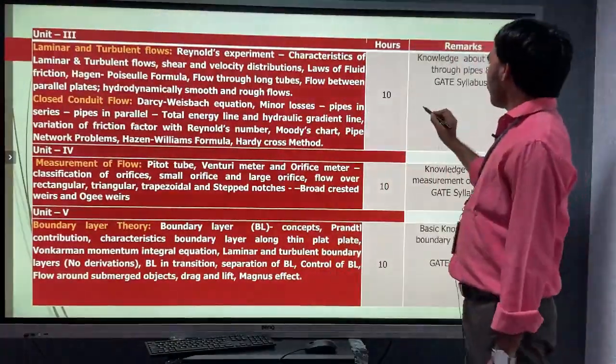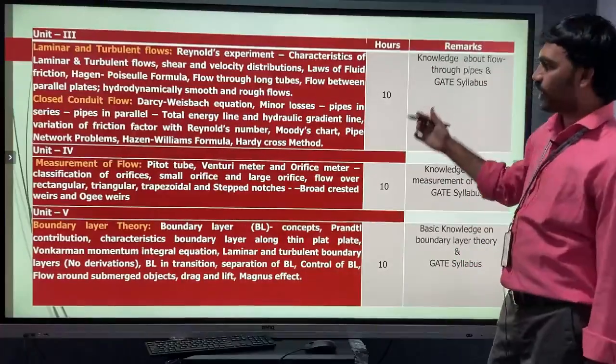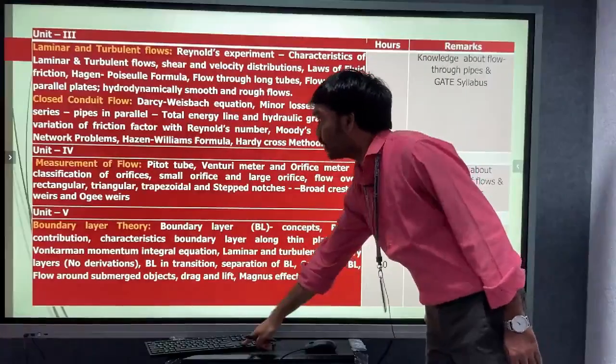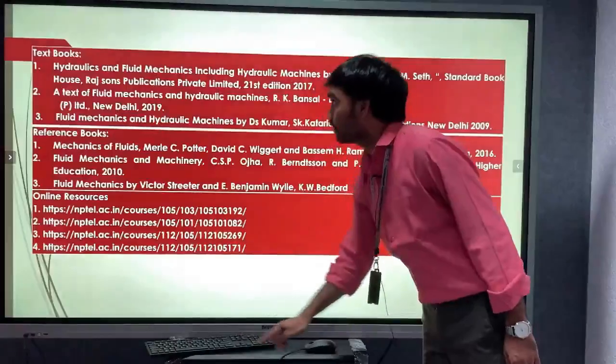So almost whatever content is covered in the 5 units is mostly covered in the GATE syllabus also, so it is very important for GATE aspirants.